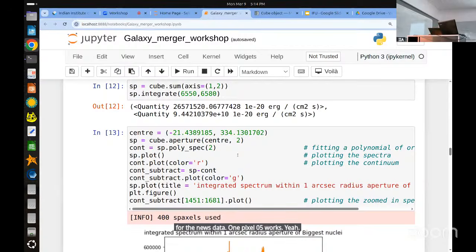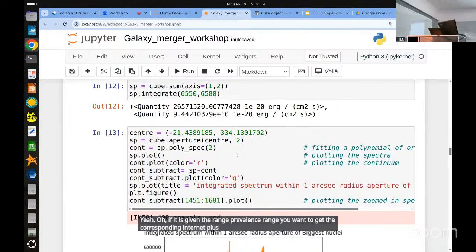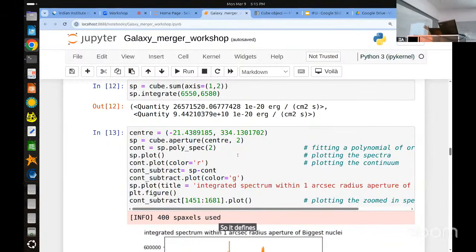SP dot integrate is giving the range, so in which wavelength range you want to get the corresponding integrated flux. So the range is like x this to this. It defines x1 to x2. So after you run the code, you can go back.